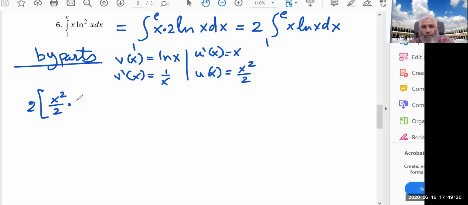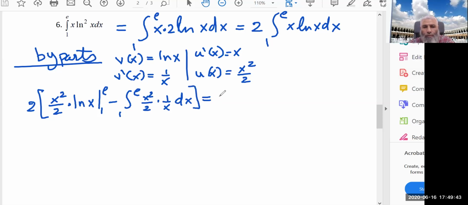Now, the 2 here, and this will be x squared over 2 multiplied by ln x, minus, and this is from 1 to e, minus the integration from 1 to e of x squared over 2 multiplied by 1 over x. So this is 2 multiply. Now we can substitute.